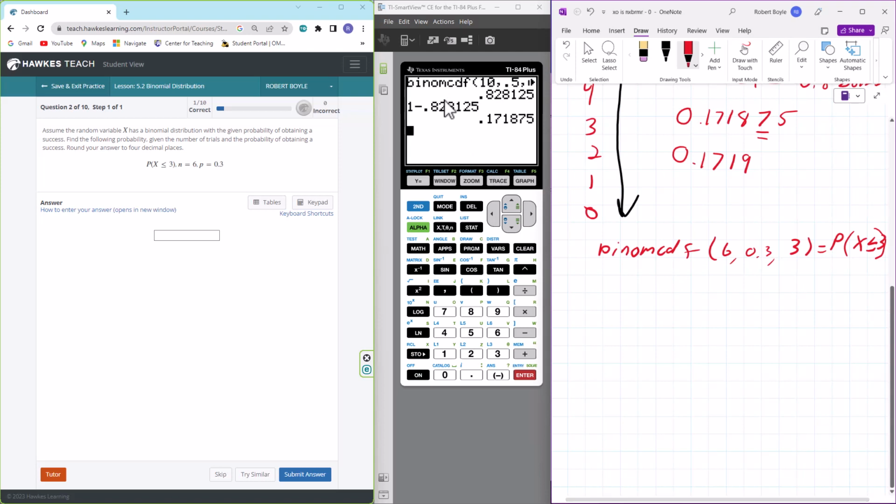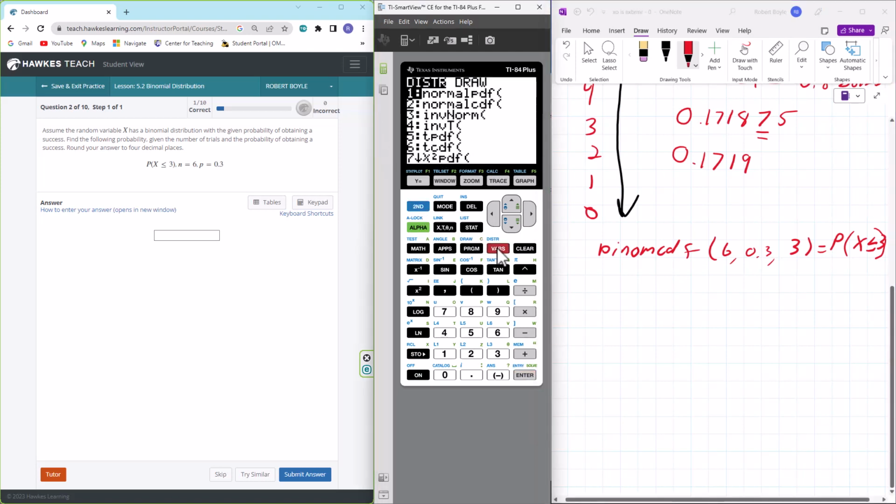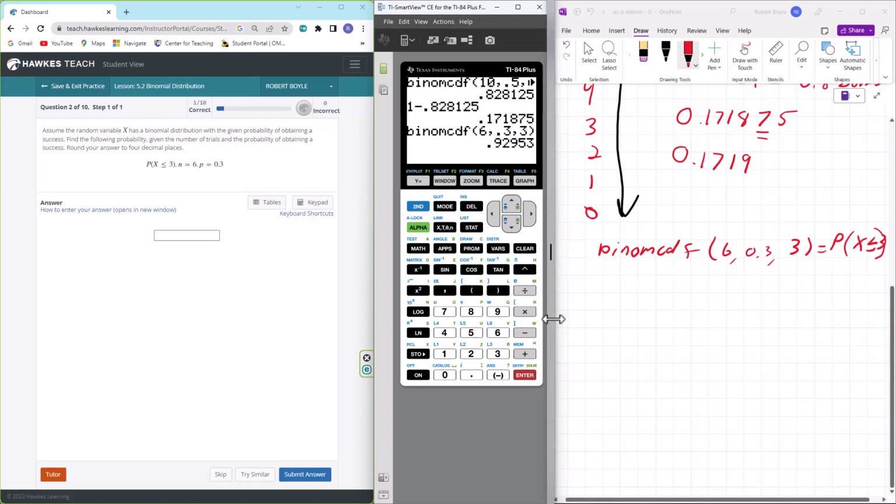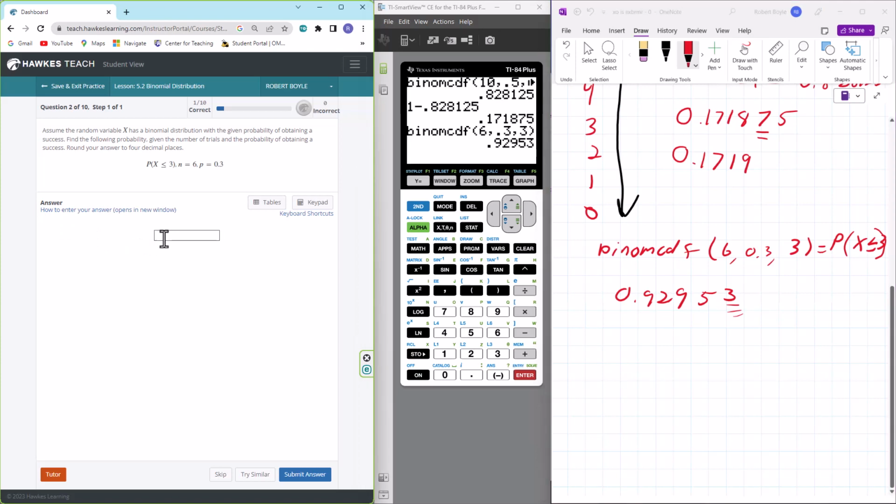Okay, so I'm going to do this by hand again. Second, distribution. Find binomial CDF. There it is. Number of trials is 6. Probability of success is 0.3. And x is equal to 3. And that is our answer. We have 0.92953. 3 is our 5th decimal place. It's less than 5, so we do not need to round up. We should have 0.9295.